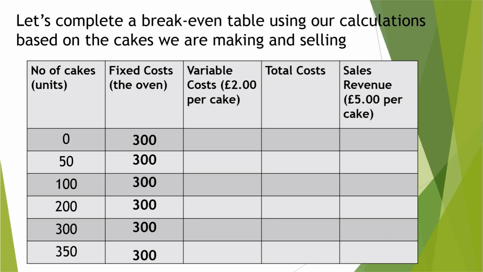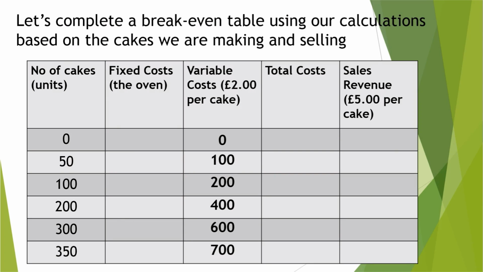We know that it doesn't matter how many cakes you make, the oven cost will remain the same, so our fixed costs. So if I produce no cakes, I still have my fixed cost of £300 because I still have to put my oven on and have it on all day. If I then make 50 cakes, my fixed cost will still be £300. And as you'll see going up with the number of cakes made from 100 through to 350, my fixed costs remain the same at £300.